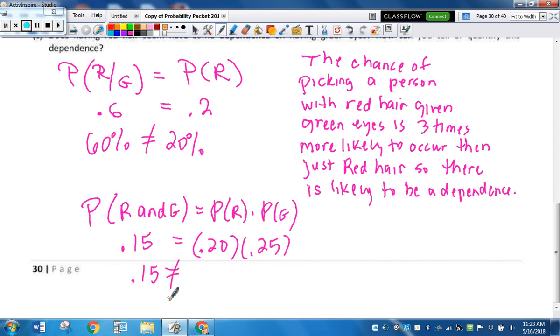What do you got? 20% of 25. 0.05. 0.05. Still clearly not equal, and still 3 times. You still see a big discrepancy. So you'd still be saying that would be your work, still justify it the same way. Still not going to be independent. All right? Questions on that?